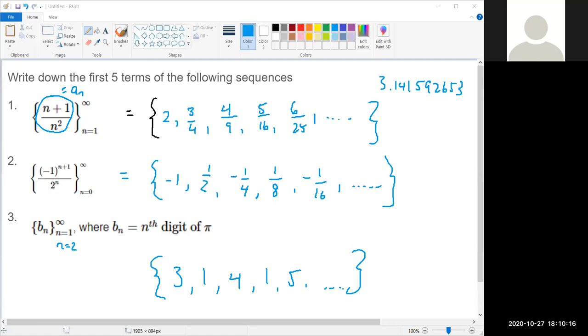Okay, back to the PowerPoint. Is b always digits of pi, or are you just calling it that? It's just for this particular question, that's how they define the sequence.